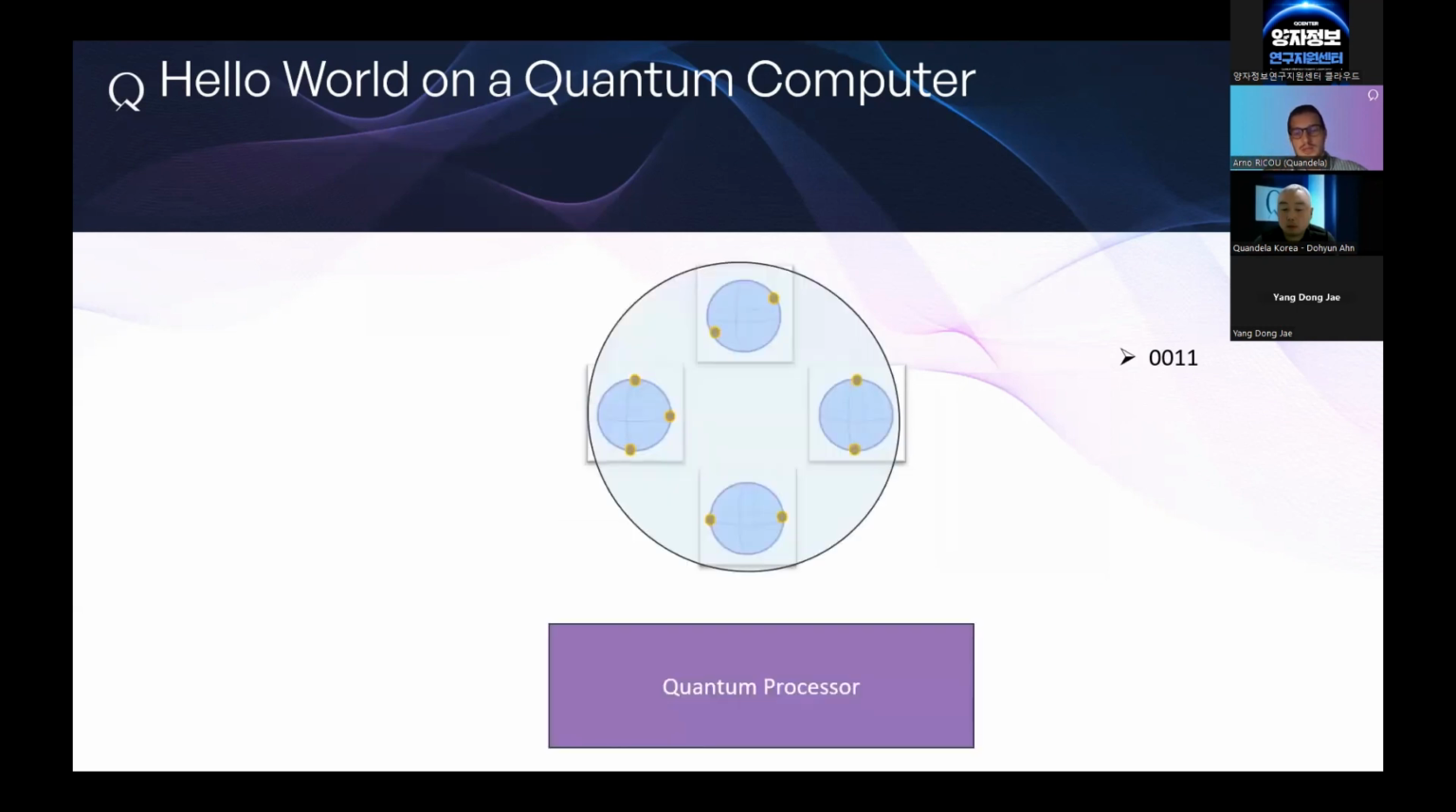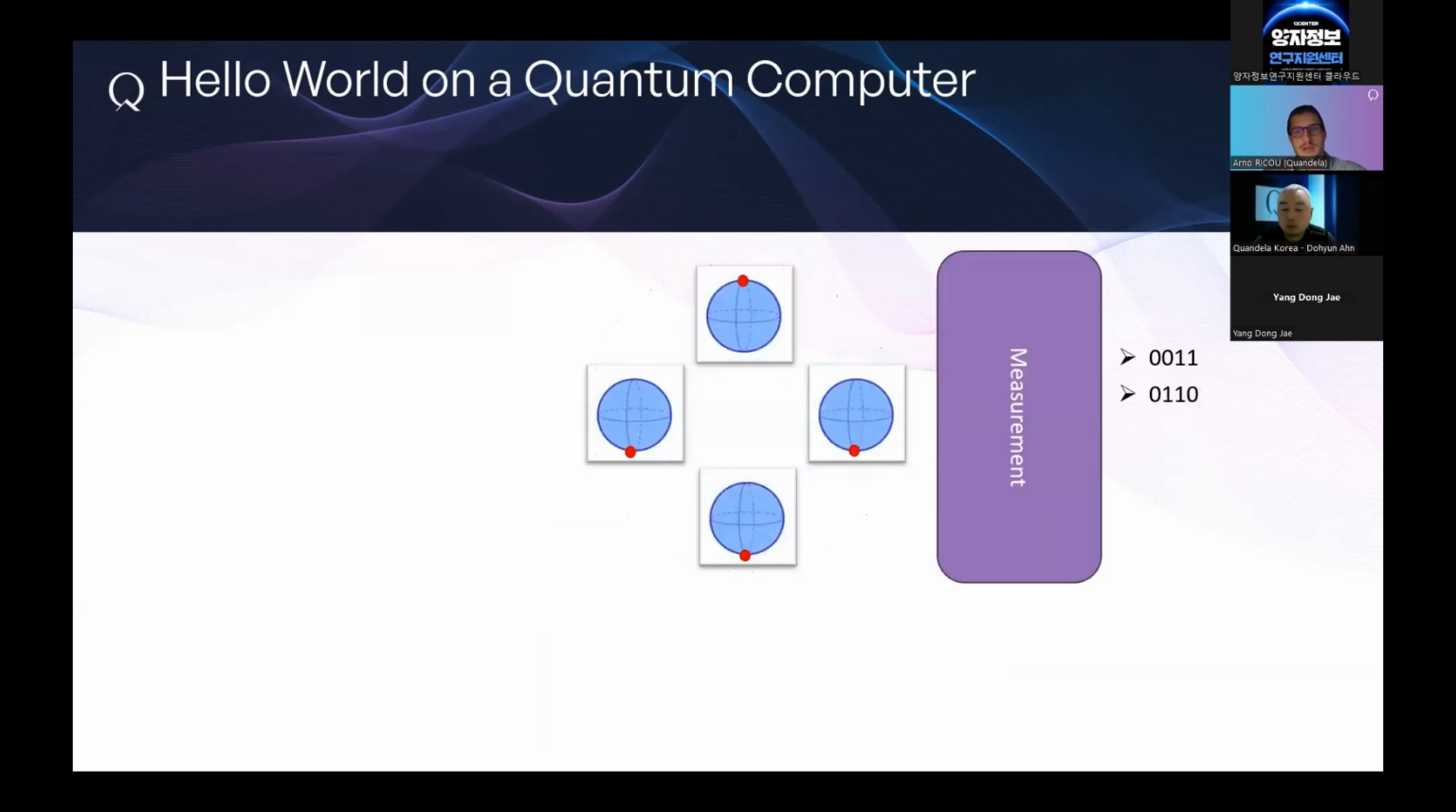Remember, they are represented as a complex state vector. And then we do a measurement again, we get another bit string of 4 bits, and so on and so forth, until we have enough samples, enough measurements to have information about our solution.